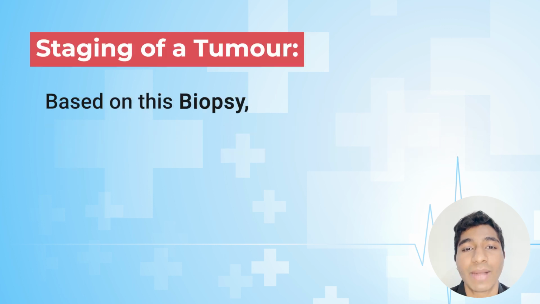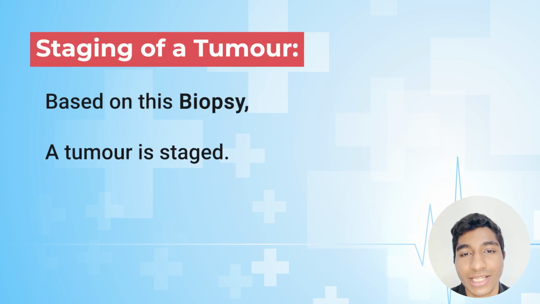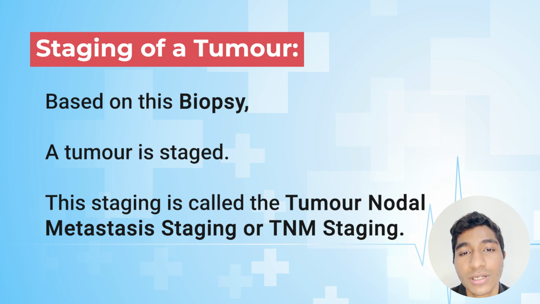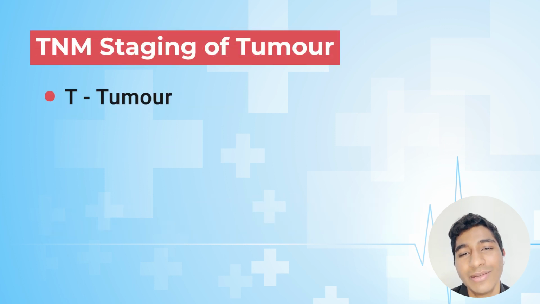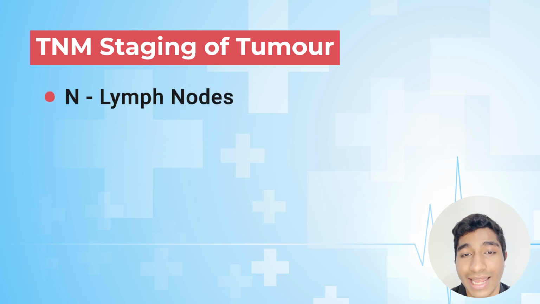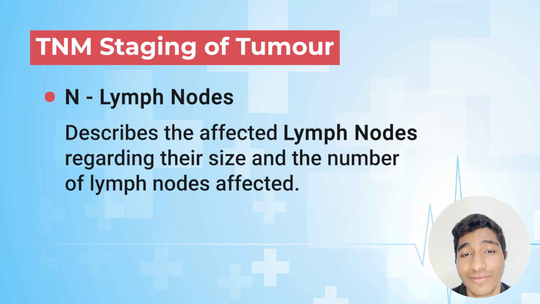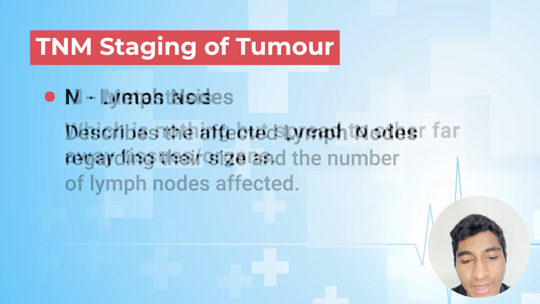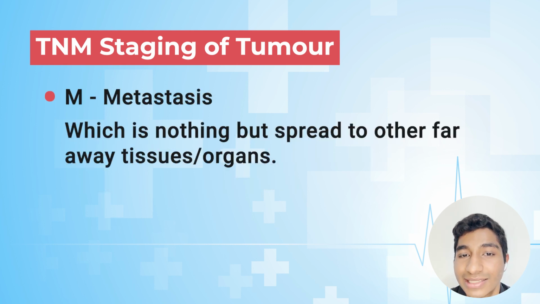Now, based on this biopsy, a tumor is staged, and this staging is called the tumor nodal metastasis staging, or the TNM staging, right? So T basically describes the size and extent of the tumor. N stands for lymph nodes, which describes the affected lymph nodes, whether it's a group, many groups, the area. And M stands for metastasis, basically where the tumor has spread to, individual tissues or organs.